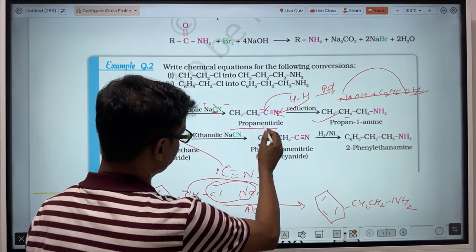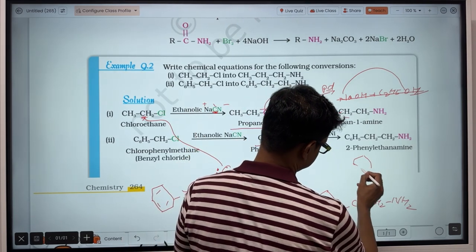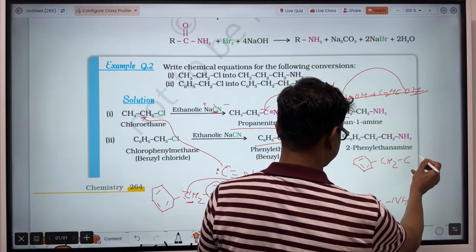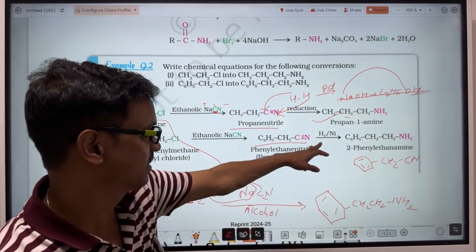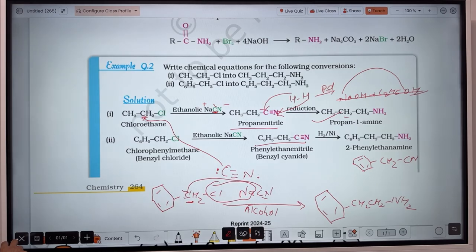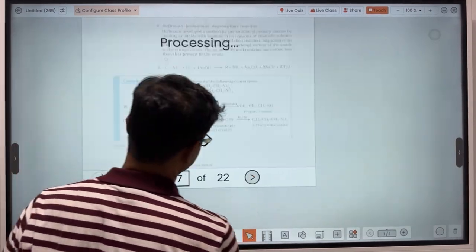So there will be formation of this compound. The structure of this one is the same: CH2 and here CN. And then when you reduce it by taking hydrogen and nickel, that forms. So this was it. Then let's see another question.